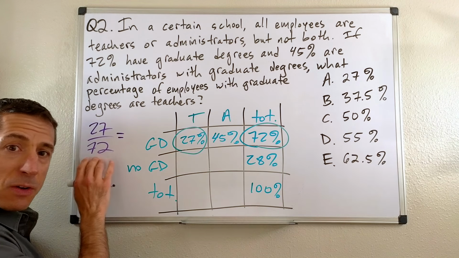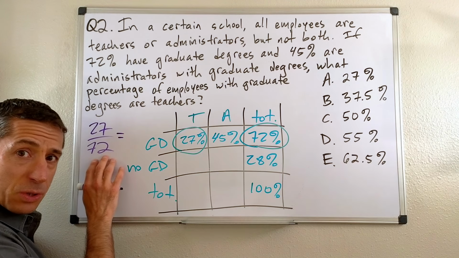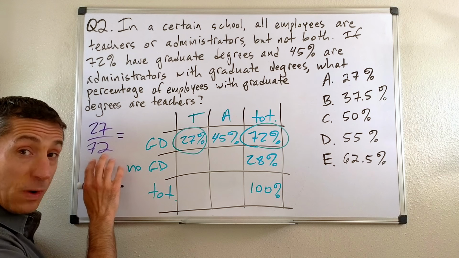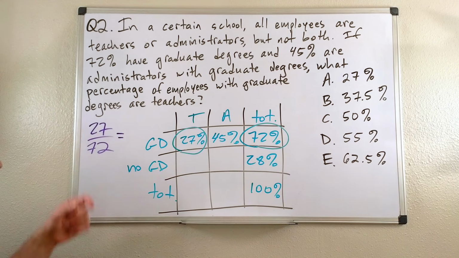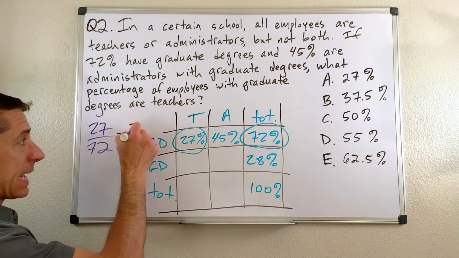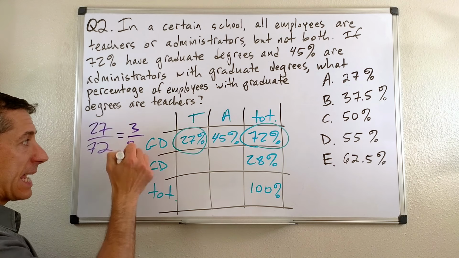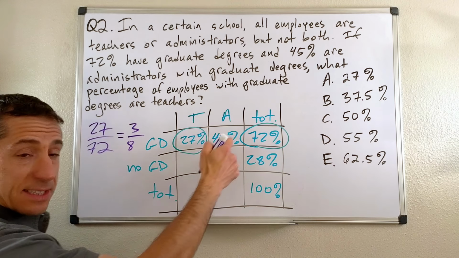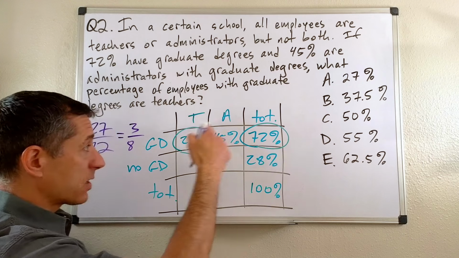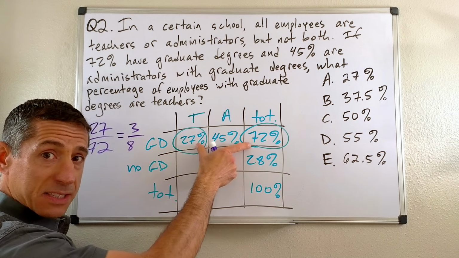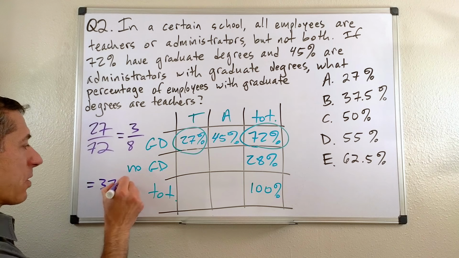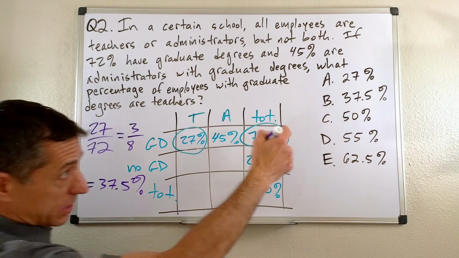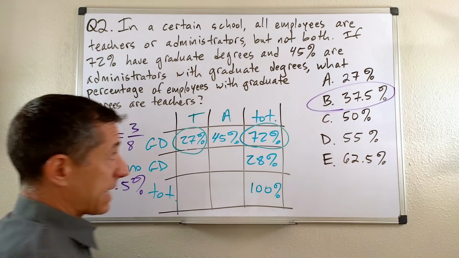And again, GMAT, you're always looking for ways to simplify this. Don't do long division here. No reason to. Very rarely is there a reason to do long division on the GMAT. I see a common factor here, divide by 9. So divide the top by 9, I get 3. Divide the bottom by 9, I get 8. So 3/8 of people with graduate degrees are teachers. That passes the sniff test, feels about right. And 3/8 as a percentage is going to be 37.5%. That gives us B, and that's our answer.